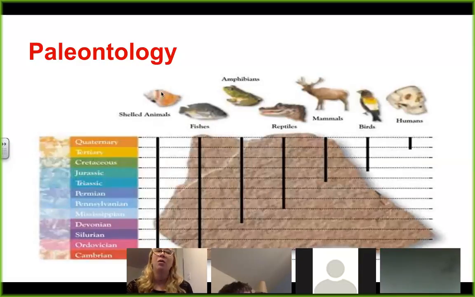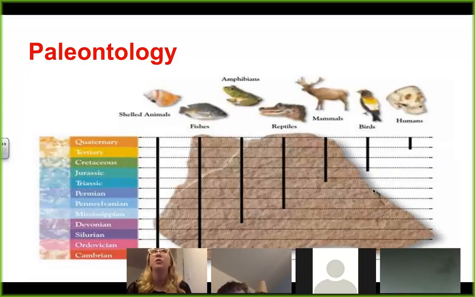So really what we see is a change in the complexity of what was happening. A really long time ago, we see shelled animals, very simple, snails, clams, those kinds of things. Then we start seeing fish appear. Then we start seeing amphibians appear, reptiles, mammals, birds, humans, right? So we do see this interesting trend in terms of complexity. More complex organisms came later in time.